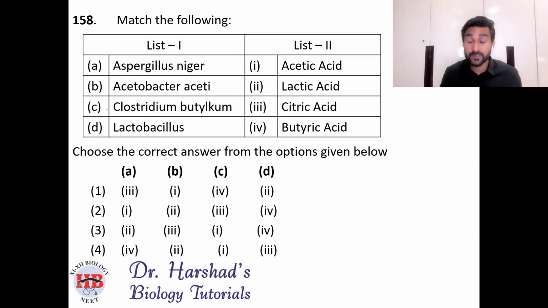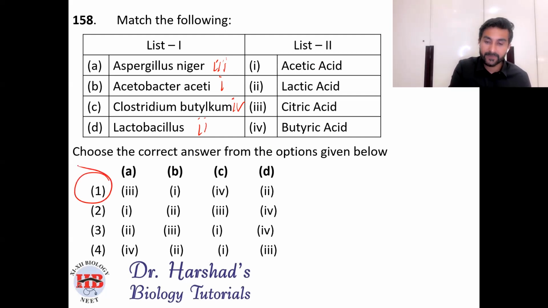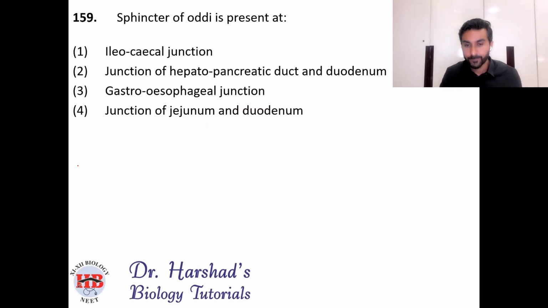The next is the match, which is from the chapter Microbes in Human Welfare, whereby if you remember Aspergillus niger, Acetobacter aceti. Now Acetobacter aceti, if you remember, is responsible for giving acetic acid. Aspergillus niger gives you citric acid. Clostridium gives you butyric acid, so that is C4, and Lactobacillus gives you lactic acid. So we've got A3, B1, C4, D2, and that's option number 1 for us.